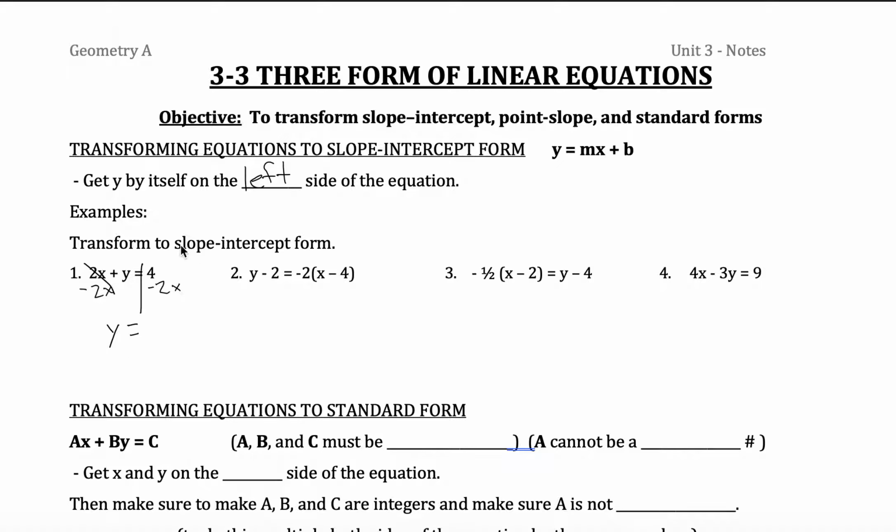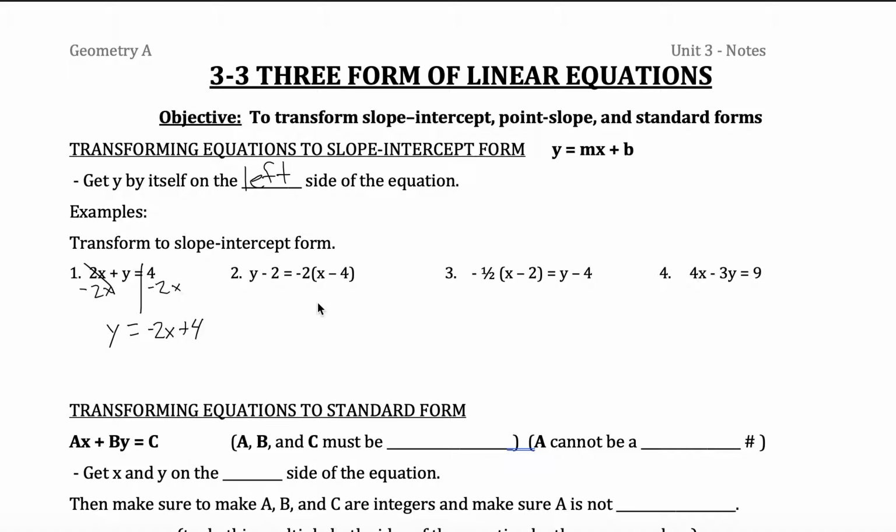And then looking at our right-hand side, we always want our x to come first. So we will keep the negative 2x and then it will be plus 4. We can't combine those terms because they are not like terms. We have our y equals mx plus b. That is now in slope-intercept form.